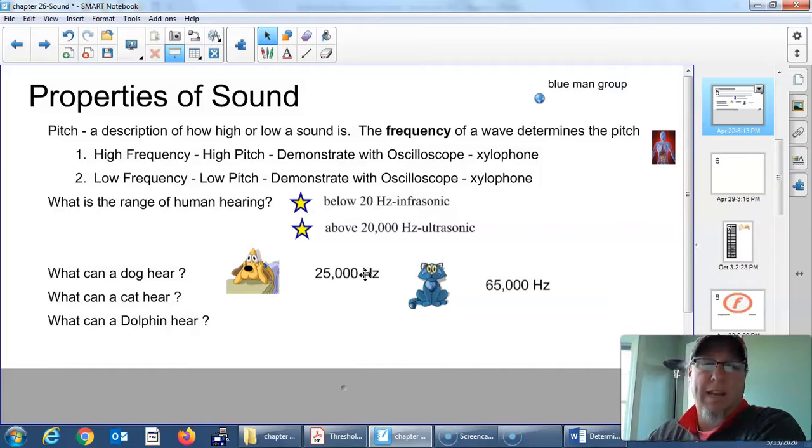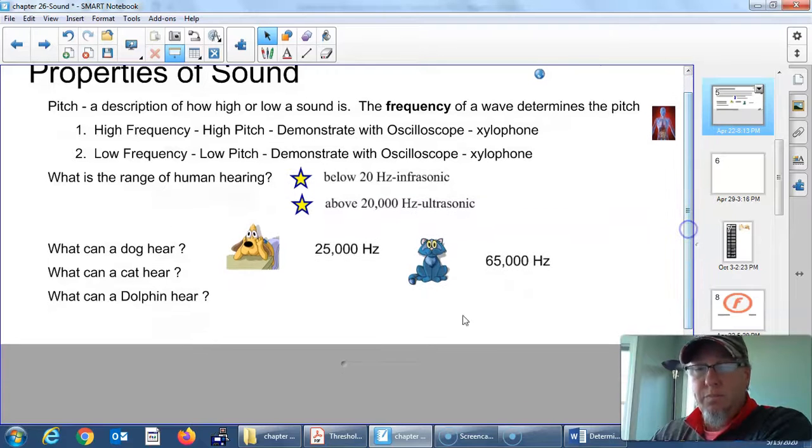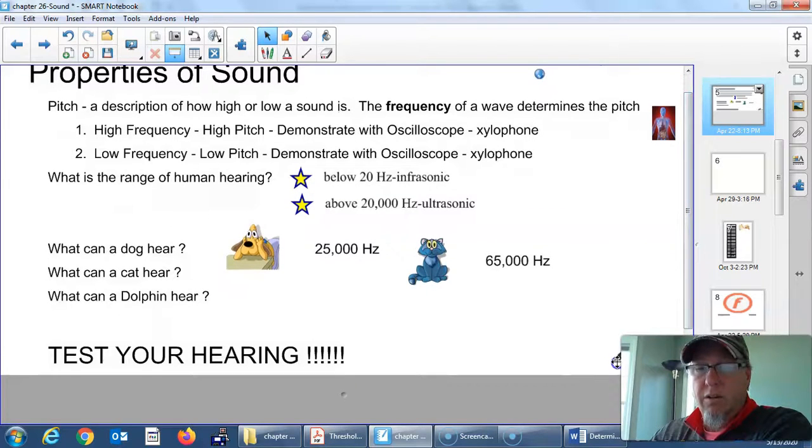Anything below 20, we can't hear it. Anything below 20, that's what we call infrasonic. So that's kind of a vocabulary term. Might want to write that down. Infrasonic is anything below 20 hertz. Ultrasonic is anything above 20,000 hertz. So we define those. Ultra means above. So above 20,000. So dogs and cats have ultrasonic hearing. A dolphin, by the way, can get all the way up to 150,000 hertz.